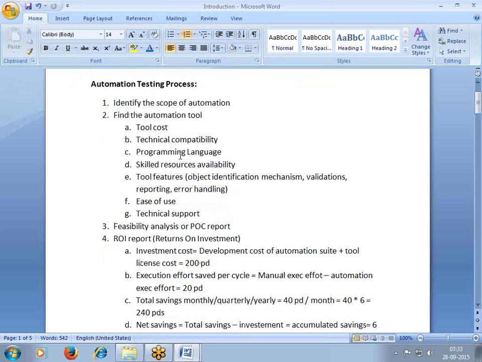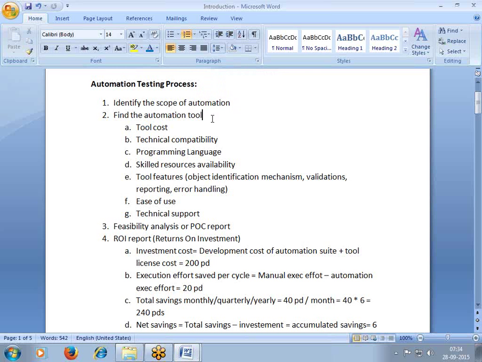Let us see the first step: identifying automation scope. Identify the scope of the automation, what we can automate in this project. We have to identify that first. It is a process: how do we start automation in the testing project, how do we do automation, and how do we do execution? The entire automation testing life cycle we will be discussing now, step by step. First step is identify the scope of automation.